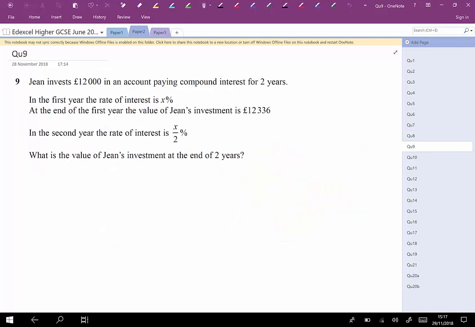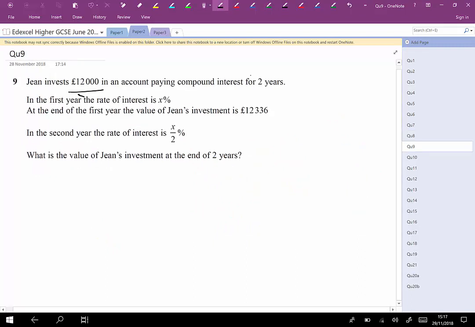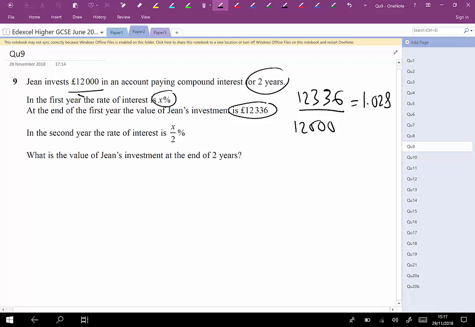Question 9. Jean invests £12,000 in an account paying compound interest for 2 years. In the first year, the rate of interest is, well, we're not told. At the end of the first year, she's got that much money. What we can do is 12,336 divided by 12,000. If we do that, it's going to give a decimal number, which is 1.028.